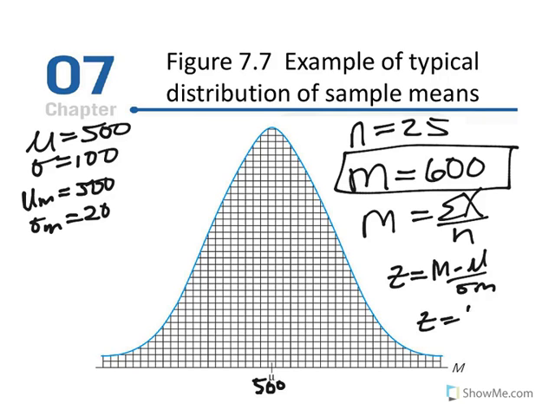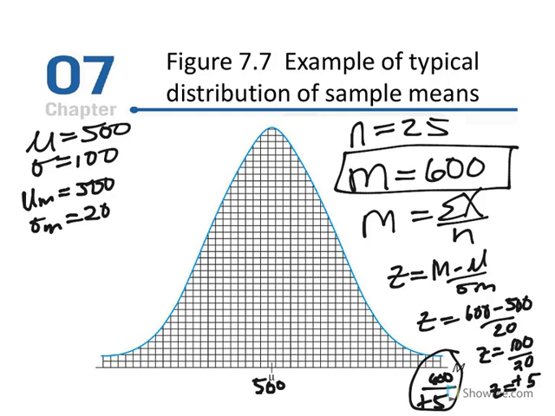Z is equal to 600 minus 500 divided by 20. Z is equal to 100 divided by 20, and we get a very high z-score equal to 5, which would place us way over here. So let's say this is 600, equivalent to a z-score of positive 5.